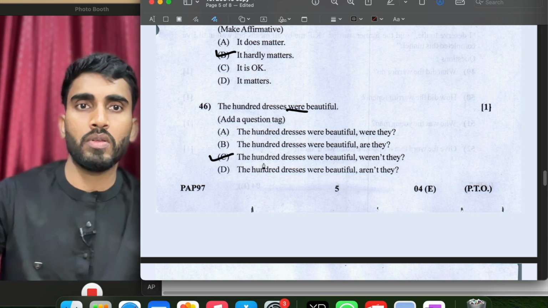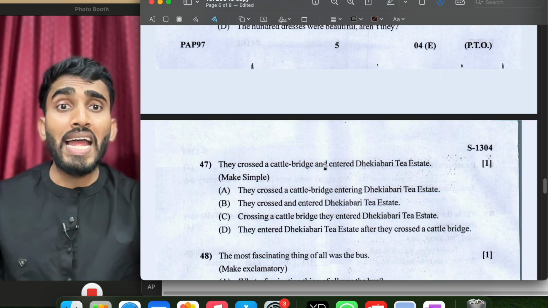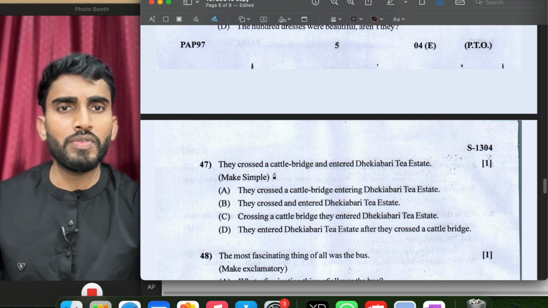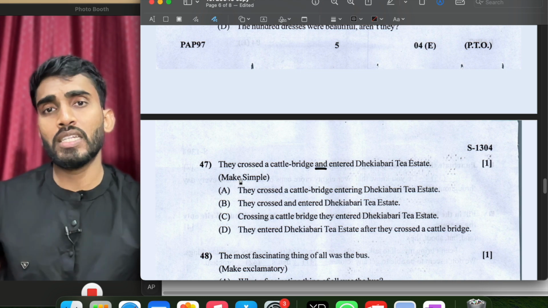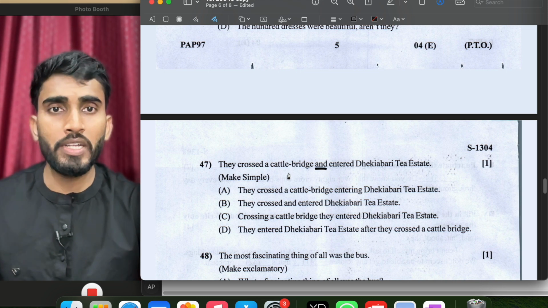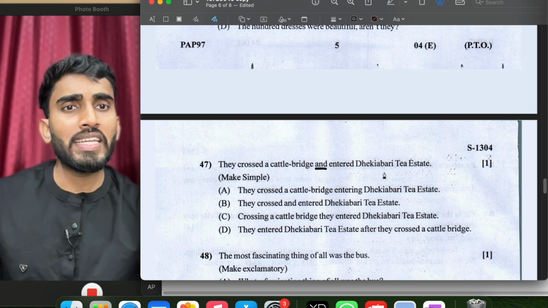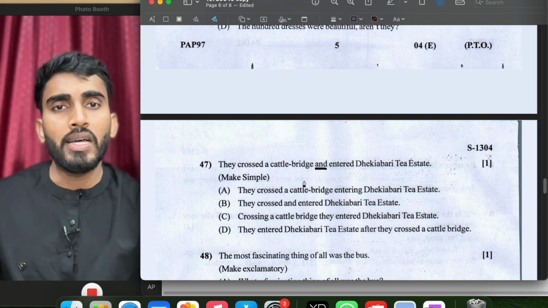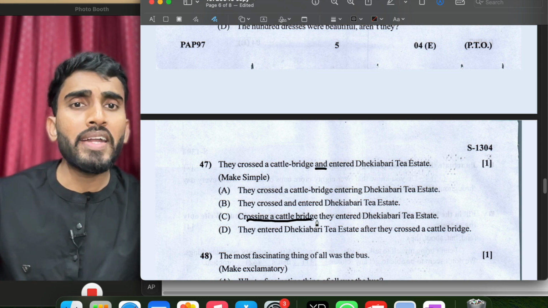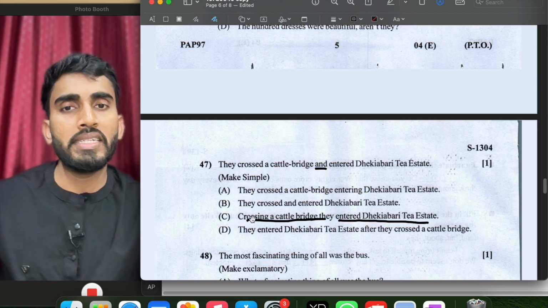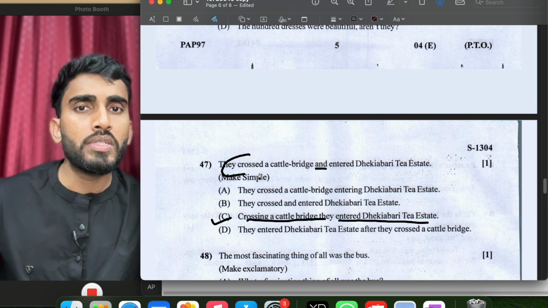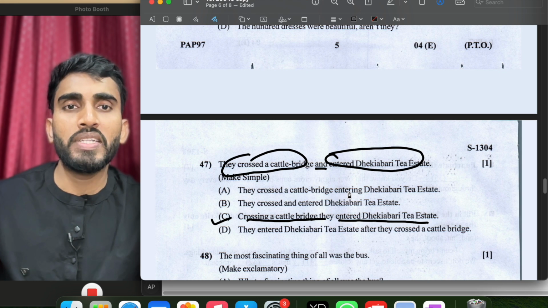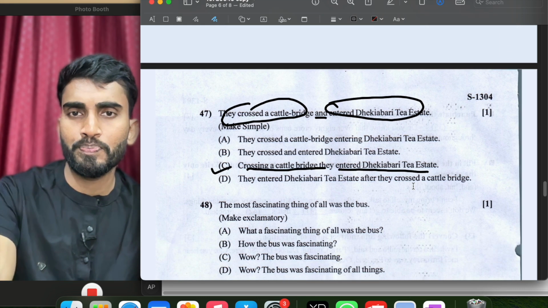Question 47. They crossed a cattle bridge and entered Bari tea estate. So here there are two sentences which are joined using the conjunction and, that is, it is a compound sentence. They crossed a cattle bridge and they entered Bari tea estate. In simple sentences, you have to merge these two sentences and minimize it. So the answer is going to be crossing a cattle bridge, they entered Bari tea estate. These two sentences are combined and the word and is removed here. Crossing a cattle bridge, they entered Bari tea estate.